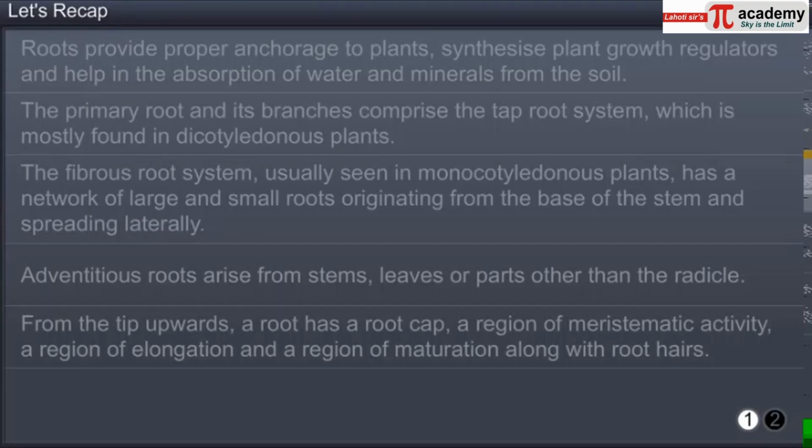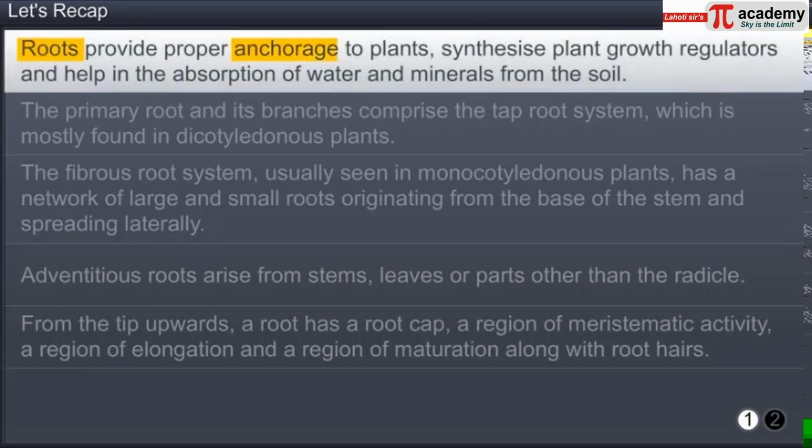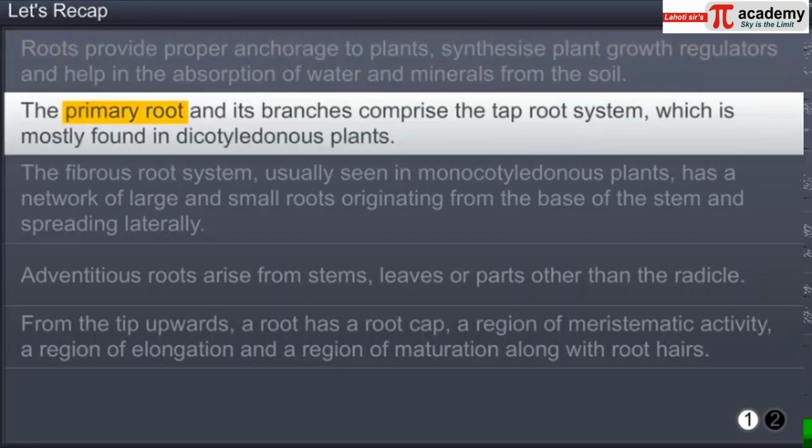In this module, you learned that roots provide proper anchorage to plants, synthesize plant growth regulators, and help in the absorption of water and minerals from the soil. The primary root and its branches comprise the taproot system, which is mostly found in dicotyledonous plants.